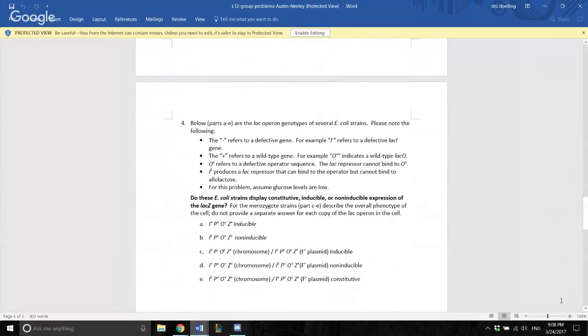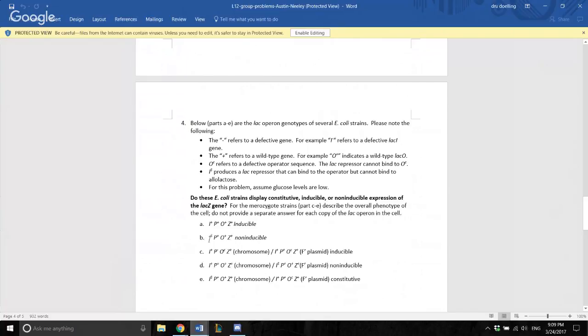So letter A. The pluses mean the wild-type gene, that they're working perfectly. I stands for the repressor gene, P stands for promoter, O stands for operator. Operator, you just need to know that. So if the I is plus, that means the, what's it called? Starts with R. Repressor, thank you. Repressor is being made, and it attaches onto the operator in the background. So that'll be inducible.